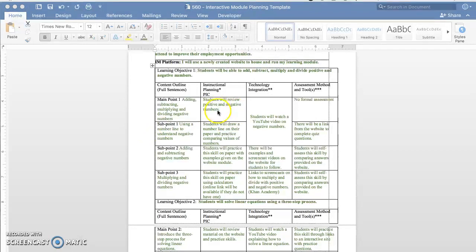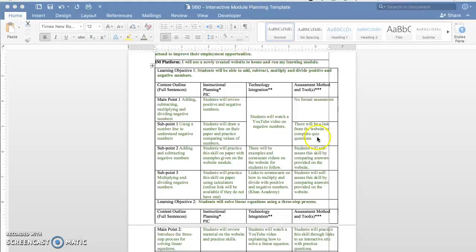I'm going to have the students review positive and negative numbers. There's a great YouTube video by Math Antics that I will have them view. No formal assessment on this part. Then I'm going to focus on using a number line to understand negative numbers, because a lot of them struggle with the concept that the larger the number, even on the negative side, that it is larger. The number line gives them a visual to understand that larger negative numbers are actually less.